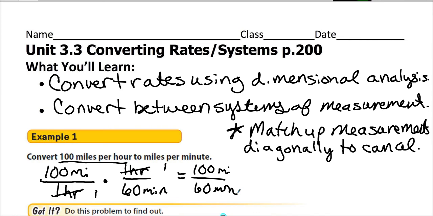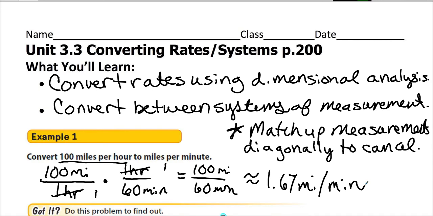So we're going to take 100 divided by 60, and we're going to round off. That's going to give us 1.67, if I remember correctly. Let me double check that again. I'm trying to do it in my head. I shouldn't be. 100 divided by 60. Yeah, that's 1.6 repeating. So we need to round that off. So it's going to be approximately 1.67 miles per minute.